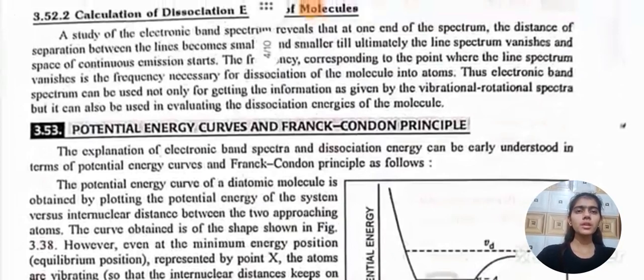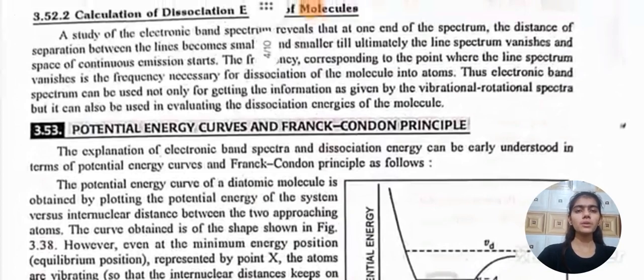A study of the electronic band spectrum reveals that at one end of the spectrum, the distance of separation between the lines becomes smaller and smaller till ultimately the line spectrum vanishes and a region of continuous emission starts. The frequency corresponding to the point where the line spectrum vanishes is the frequency necessary for dissociation of the molecule into atoms. Thus, electronic band spectrum can be used not only for getting the information as given by the vibrational rotational spectra, but it can also be used in evaluating the dissociation energy of the molecule.